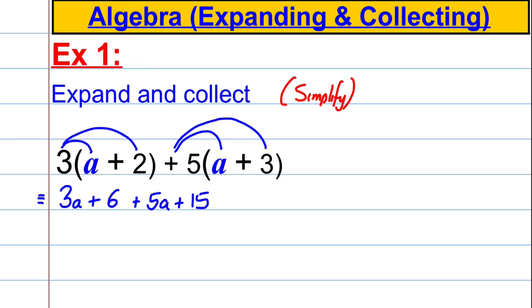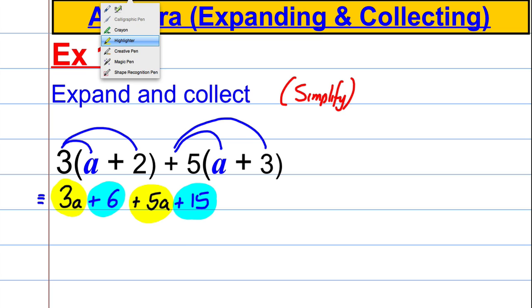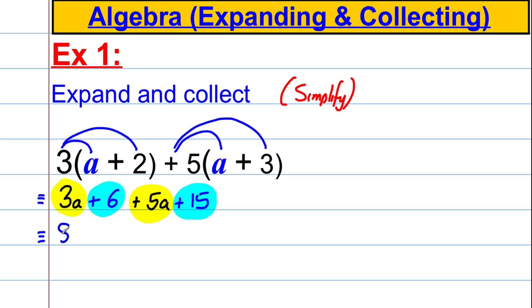Get your highlighter out. We've got 3a and positive 5a plus 5a. So make sure you highlight the symbol in front of the algebra, the operation, and we have positive 6 or plus 6 plus another 15. So we can collect that nice and easy. Now, how many a's have we got? We've got 8a, and 6 add 15 is 21. So 8a plus 21, and we're done.